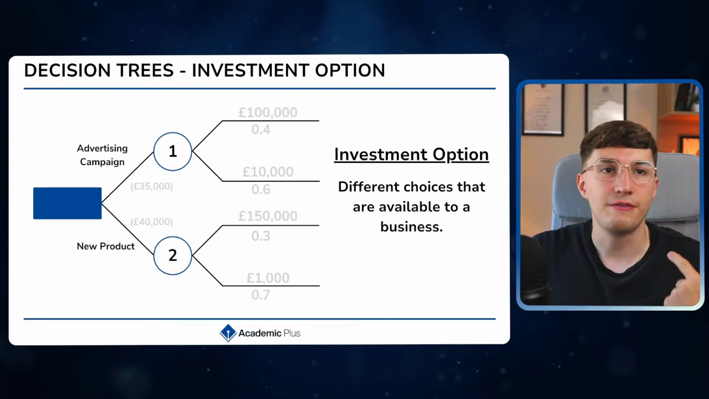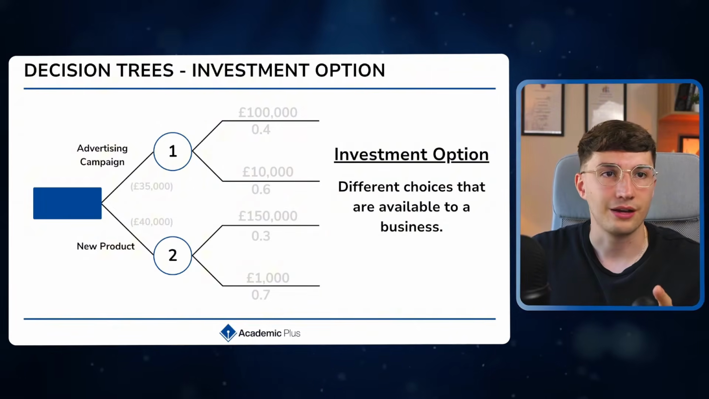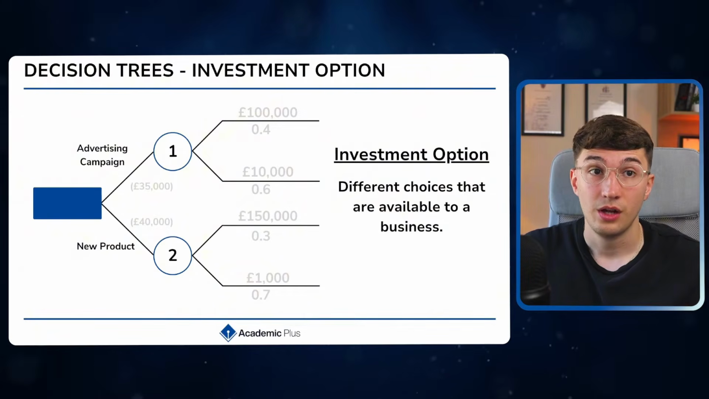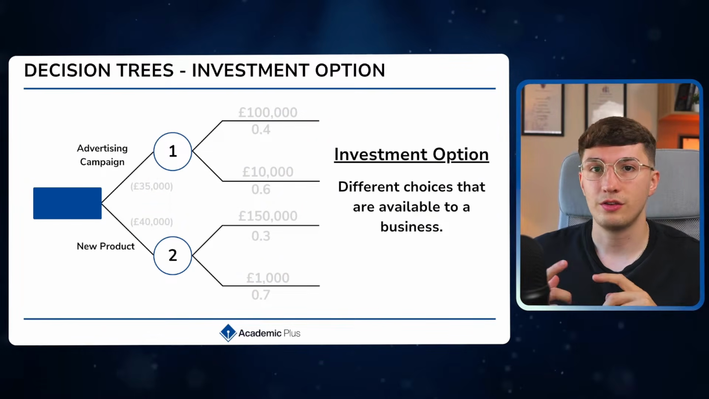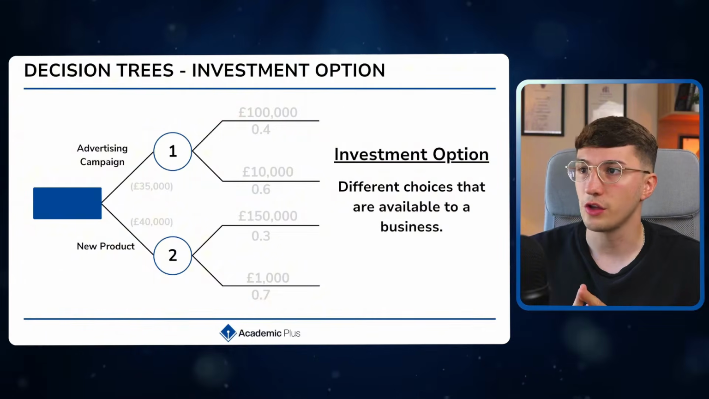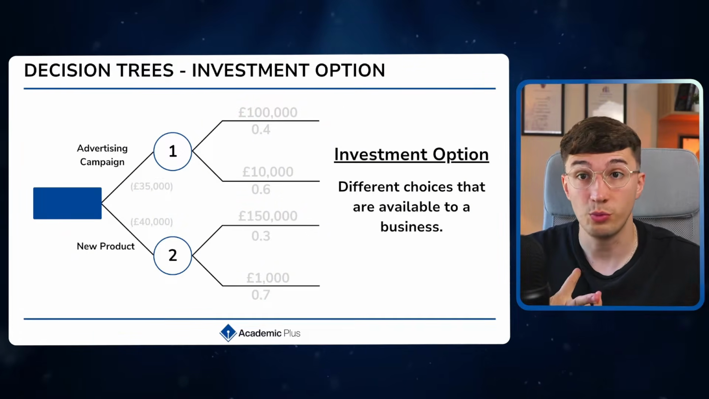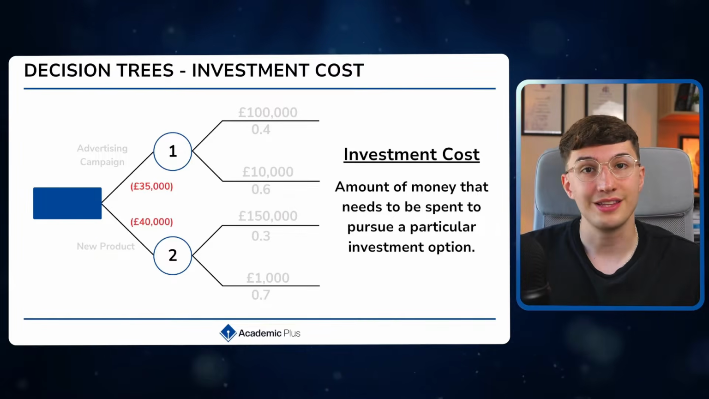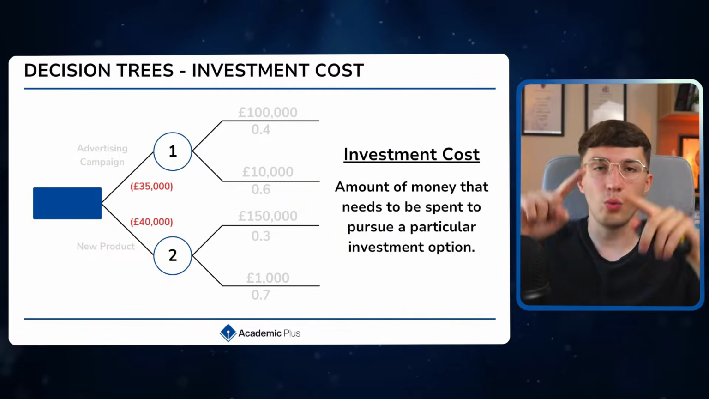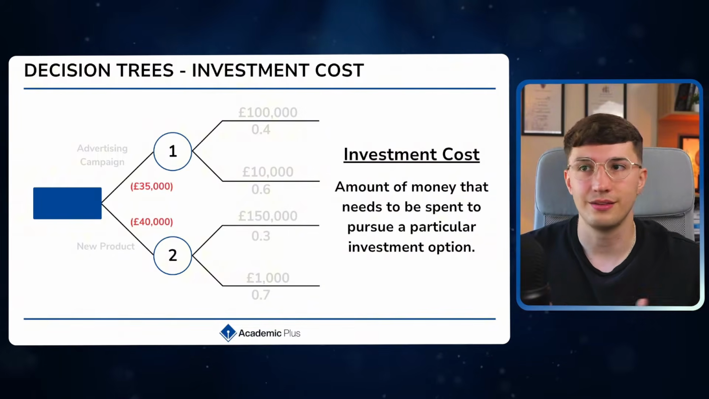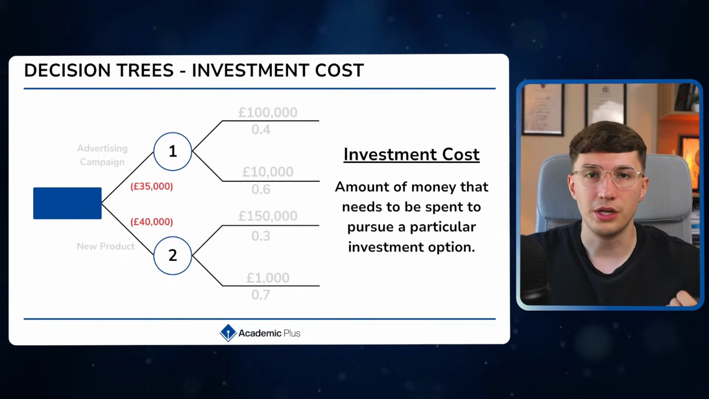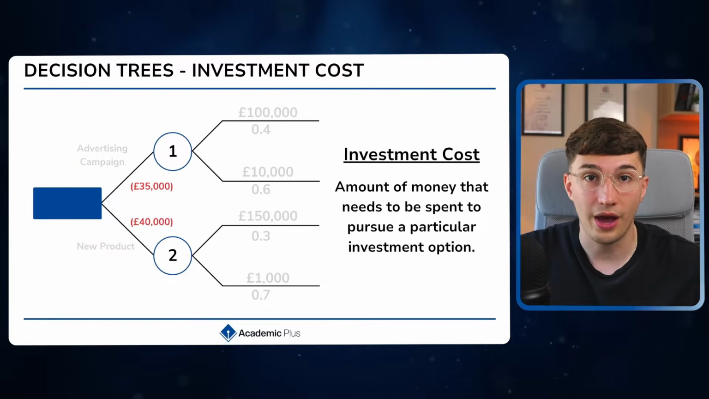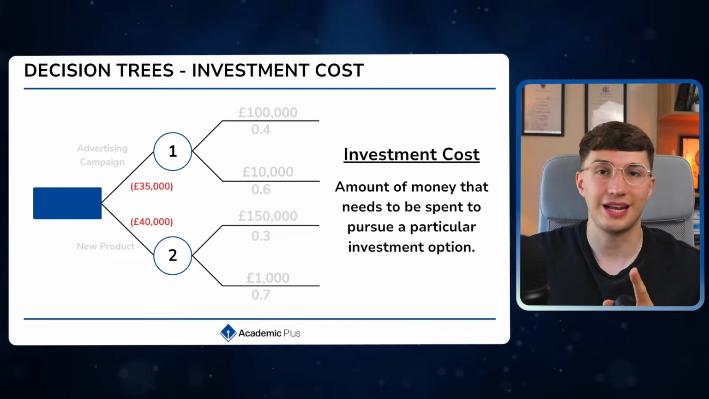First of all, we've got the investment option, and that's the text in black. These are the different choices that the business is looking into. We can see once again, the business is considering either investing in an advertisement campaign or launching a new product. Next, we have the numbers in red, and this represents the investment cost. You will see them in brackets, which just means it's a negative amount. This is the amount of money the business will need to invest in that option if they wanted to go ahead with it. Very important when we calculate net gain.